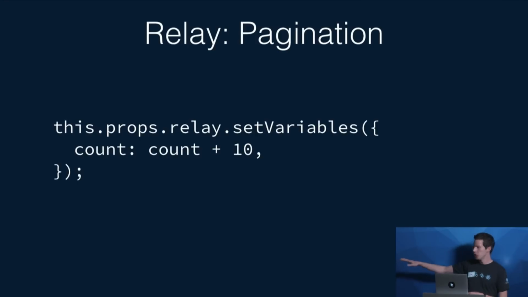Because Relay doesn't actually know what this count means, though, it is very magic. It's going to do that diffing we saw, first 10, first 20, and kind of figure out the difference between what we're fetching and what we already have. But Relay can't do very many optimizations on this because it doesn't know what the variable represents.